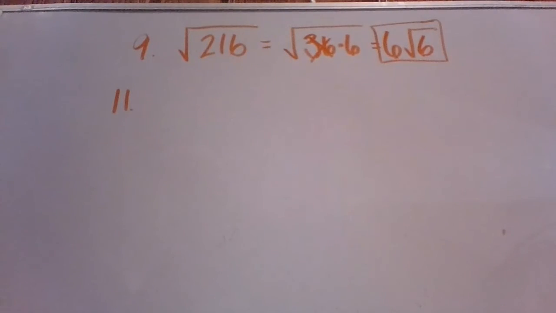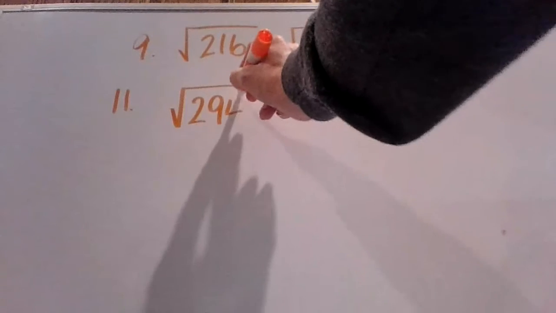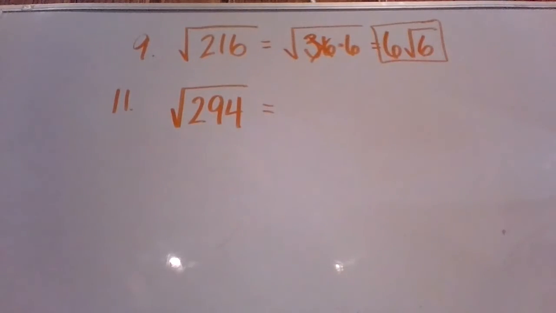Number 11. The square root of 294. Okay, so let's try 64, because it ends in a 4. Let's see if 64 can go in it. 294 divided by 64. No. Let's see if 16 can go into it. 294 divided by 16. No.